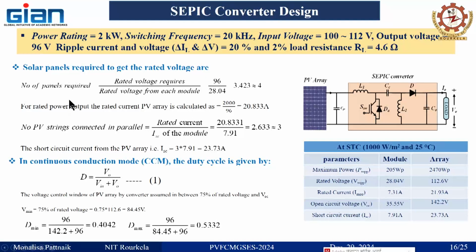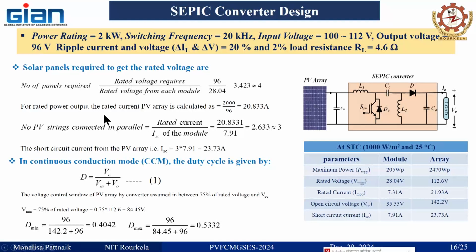Here our rated voltage VMPP is 28.4 volts, but I need 96 volts output. So how can I meet that? The number of panels required in series is the required voltage, 96, divided by the rated voltage of each module, 28.04, which gives 3.42. Since it is 3.42, we consider 4 modules. So we connect 4 modules in series to get the required PV array voltage.